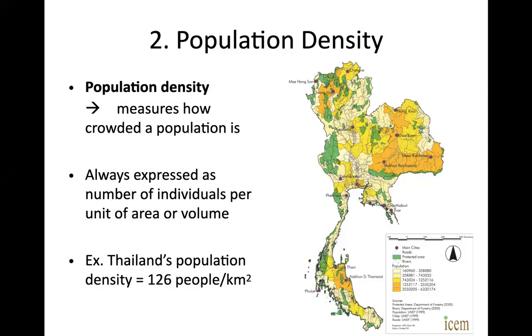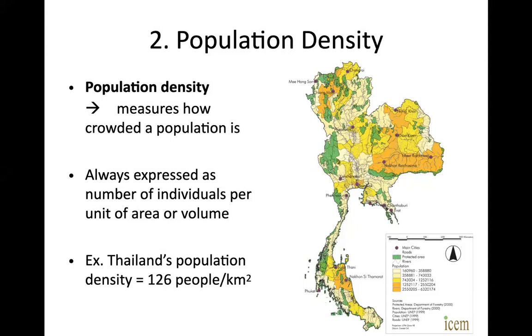Right. So population size is just how big it is. Population density is basically a measure of how crowded a population is. This is always expressed as the number of individuals per unit of area or volume, depending on if you're talking about species that reside in water, you're going to be doing units of volume.